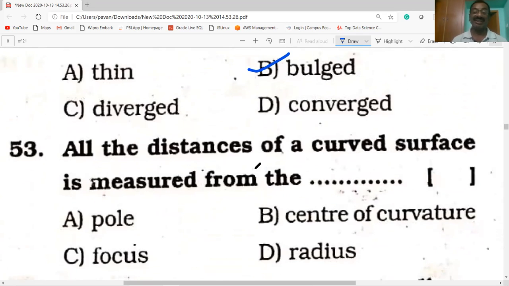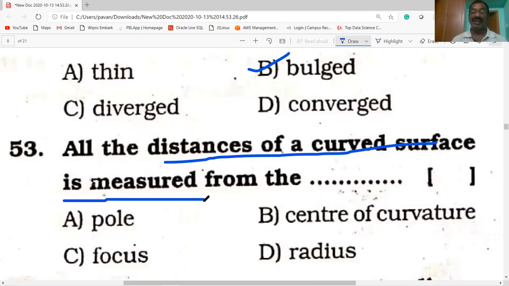Next question on the screen, the distance of a curved surface is measured from the dash. Tell me. Yeah, very correct. Pole. From the pole, all distances are to be measured.